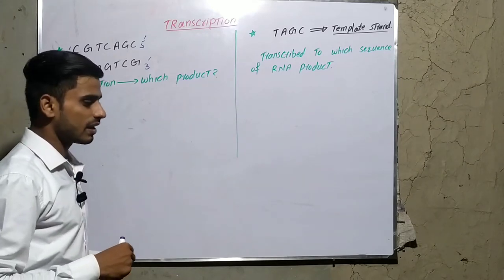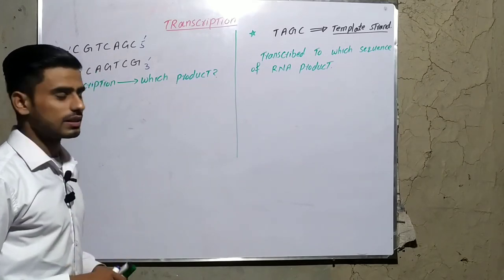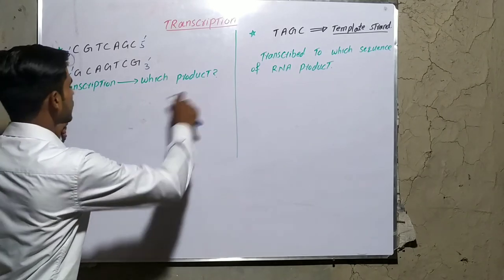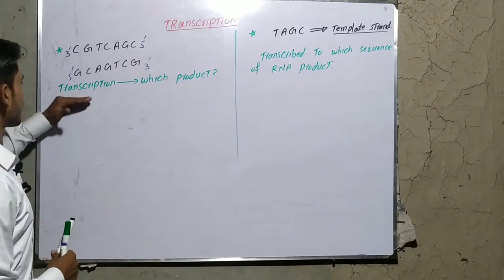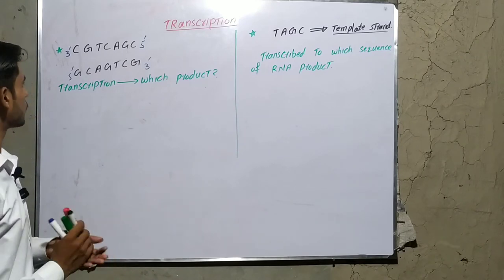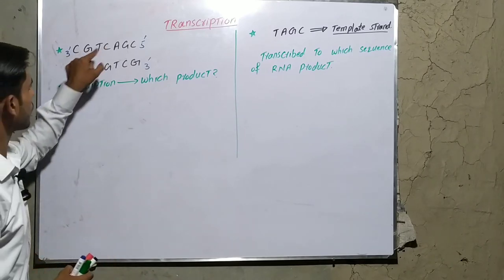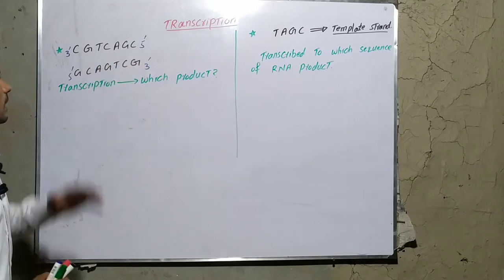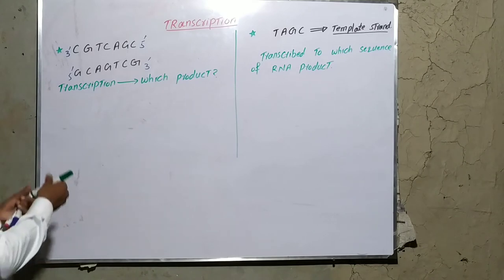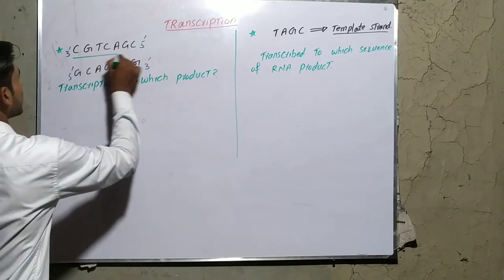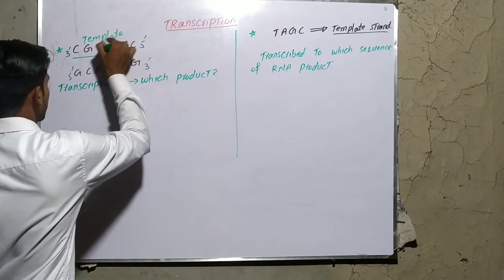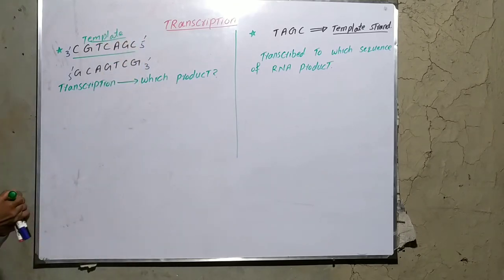So how can we see which strand is going to be transcribed? Here a direction is given. That direction says that transcription occurs from this side to this side. So it means that the strand which is going to be transcribed is transcribed from this 3 prime to 5 prime, because transcription occurs from 3 prime to 5 prime end. So this strand is our template strand. Okay, now we have recognized which strand is our template strand.